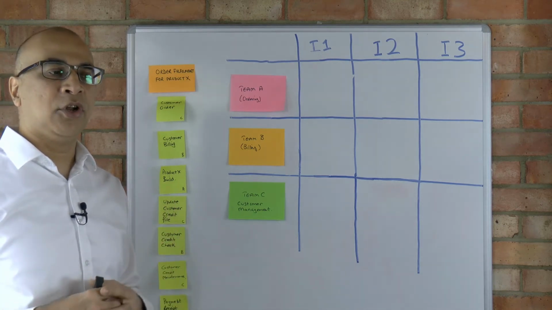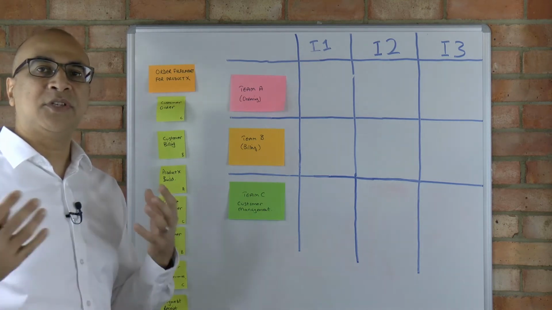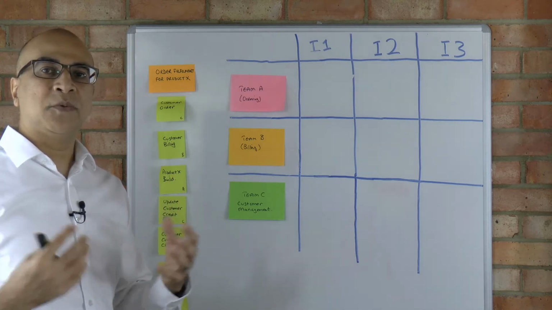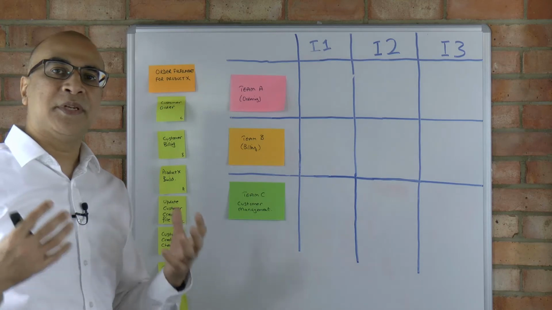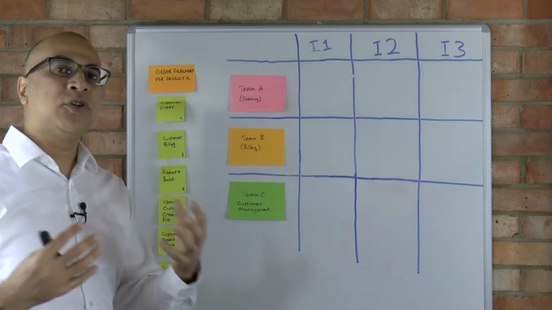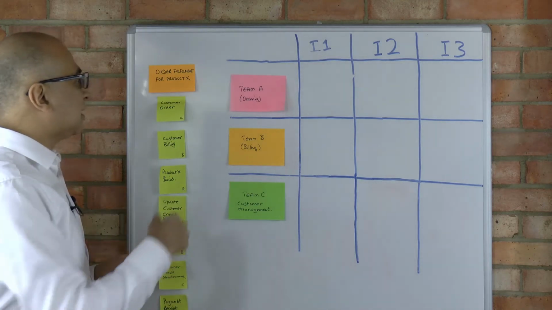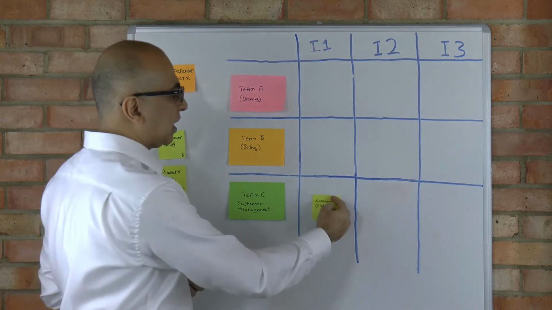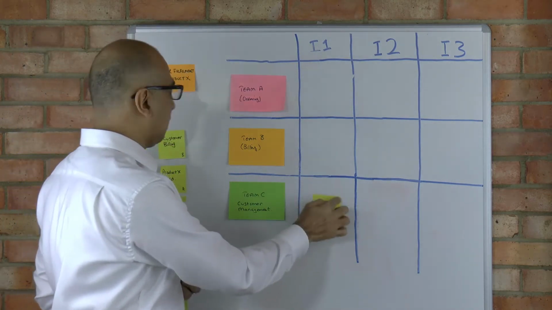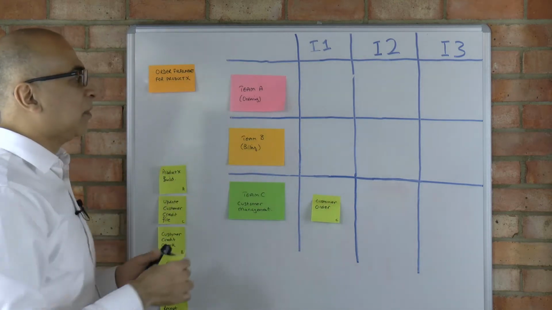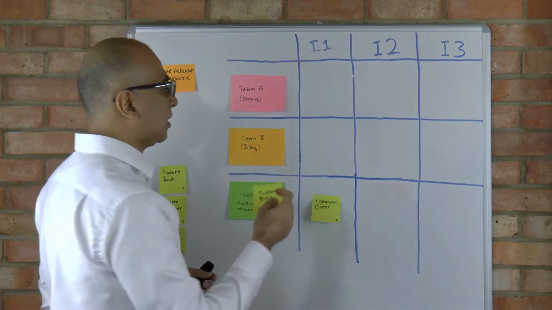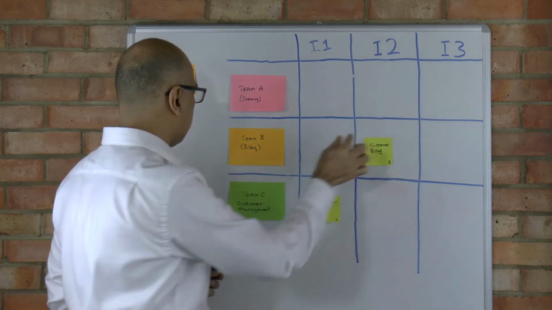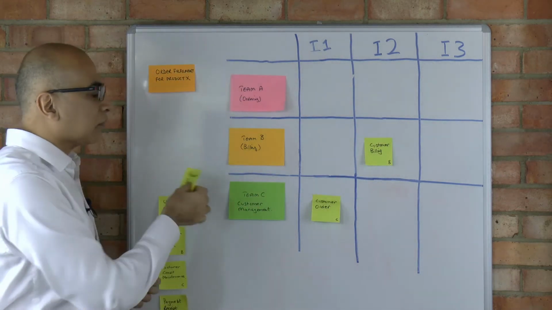So let's plot these just to simulate our PI planning and see what we would do once we start to identify some of the dependencies, and what our response should actually be. Let's get started. The first thing is, let's say the customer places an order. Let's just say that's being done by team C. We've got the customer billing. The customers need to be able to create a bill. Let's just say team B is doing that.